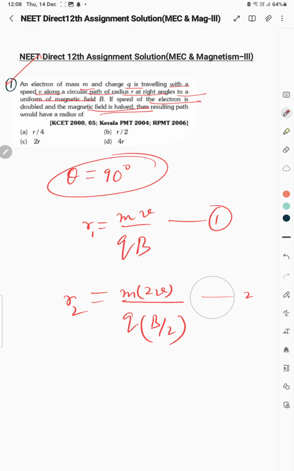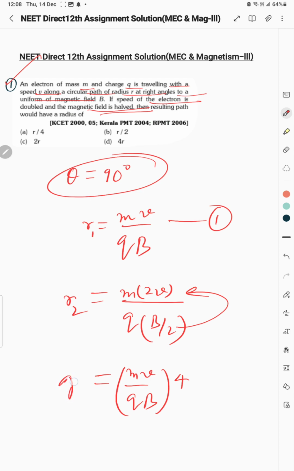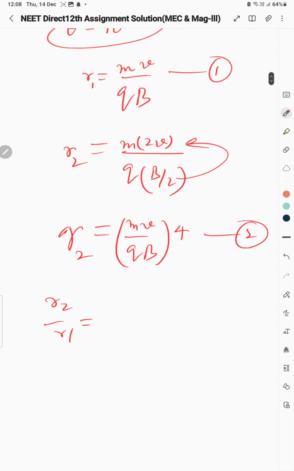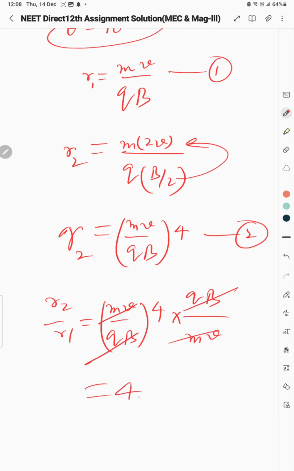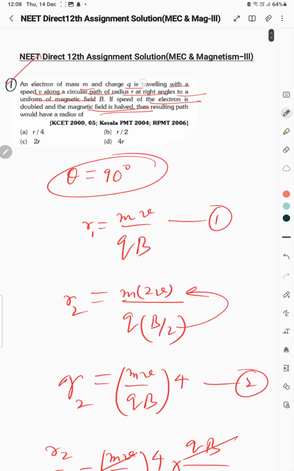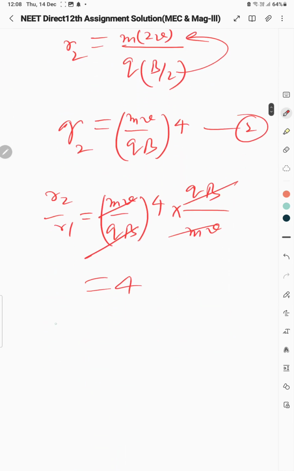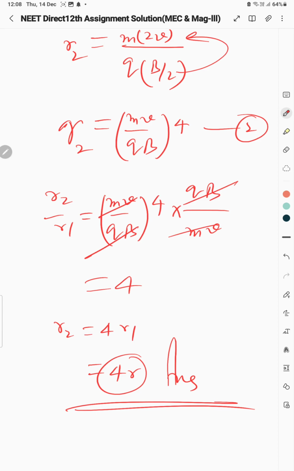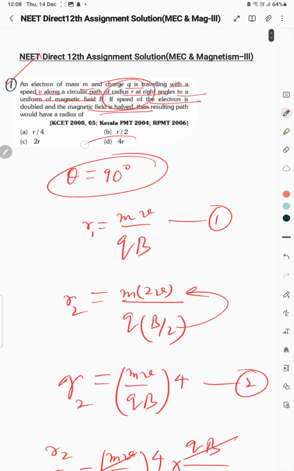Let the radius be r2, and this can further be written as mv by qB into 4, because this 2 will get multiplied over there. So this is r2. Now you have to find r2 by r1, which is mv by qB into 4 over mv by qB. These things get cancelled. It is 4. So as per the question, the radius was supposed to be r, and what is the radius now? It is 4 times r1, or you can simply say the value increases 4 times. So 4r is the answer to this problem. That is, option D is the correct option for question first.